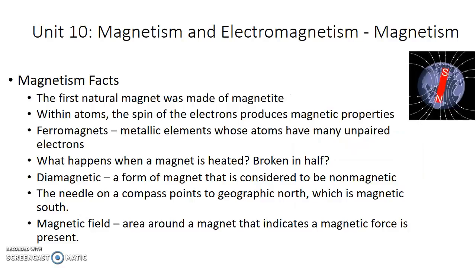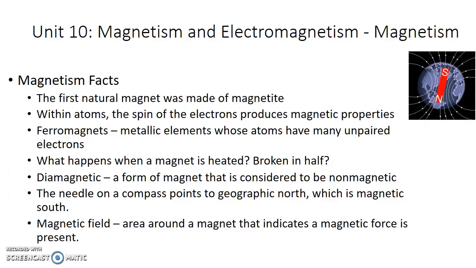Here are some magnetism facts that you need to make sure you understand. The first natural magnet was made of magnetite. Within atoms, the spin of the electrons produces magnetic properties. Ferromagnets are metallic elements whose atoms have many unpaired electrons. What happens when a magnet is heated, broken in half? This was definitely on a quiz during that unit.